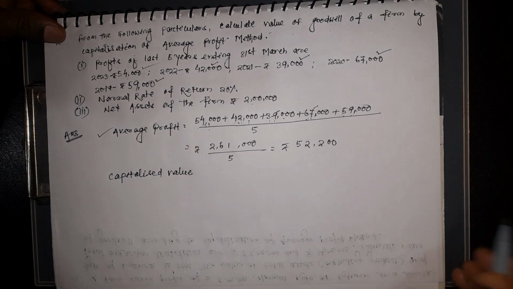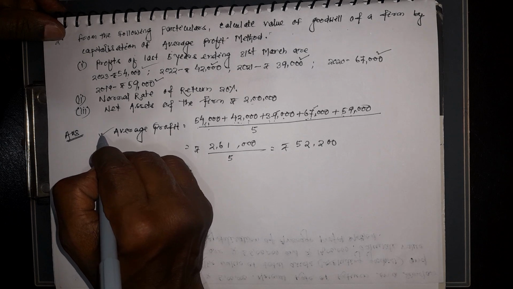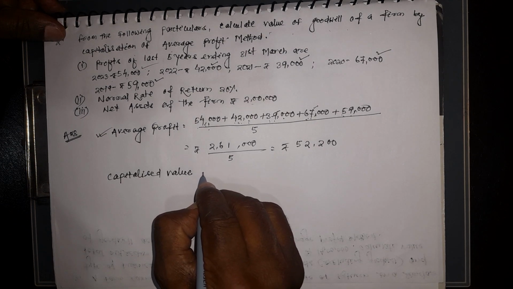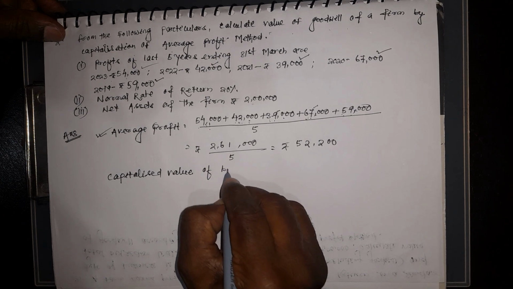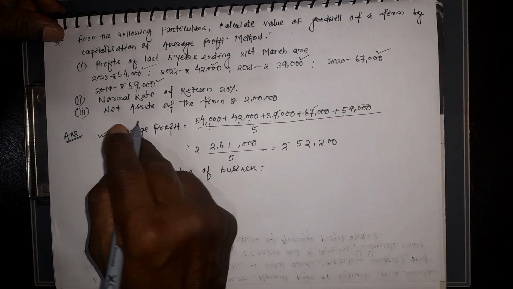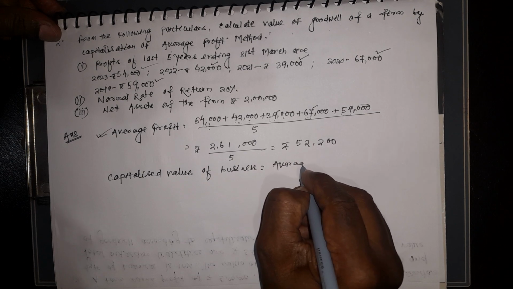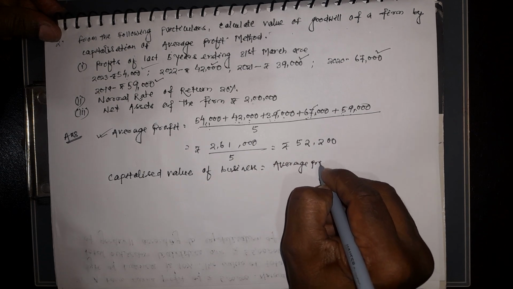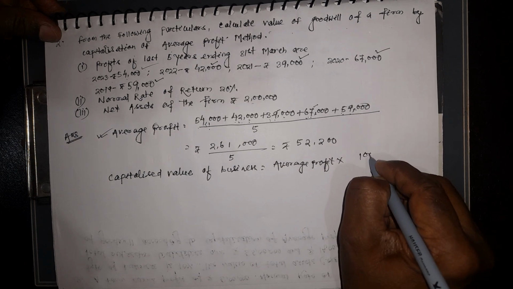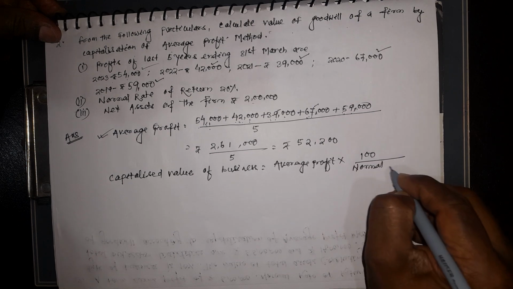First, you will calculate the average profit if it is not given in the question. In this question it is not given, so first I calculated the average profit. Then we will find out the capitalized value of business. Clear? Capitalized value of business equals average profit into 100 by normal rate of return.